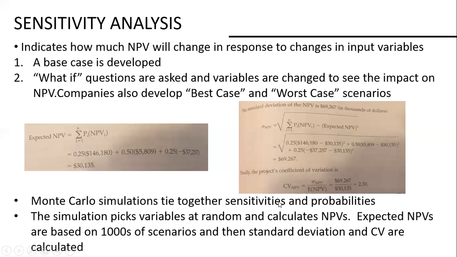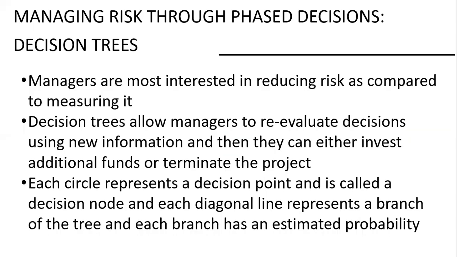And as far as the coefficient of variation for NPV, that is basically the standard deviation of NPV divided by the expected NPV, which you just calculated over here. That is how the coefficient of variation is calculated. So again, all of these are basically just to check the amount of risk associated with various NPVs, and that is why these are being calculated.